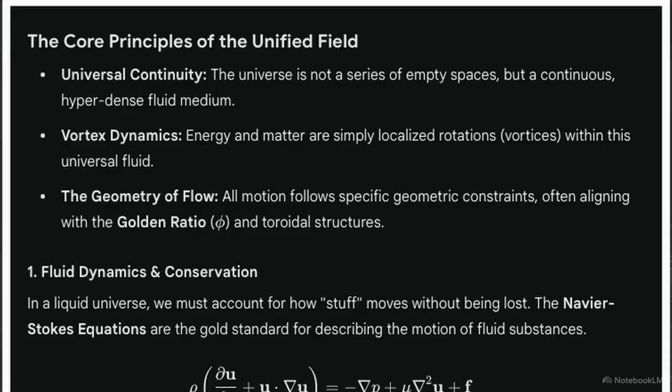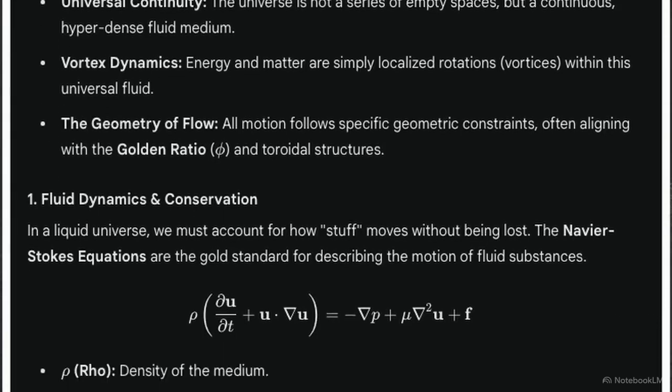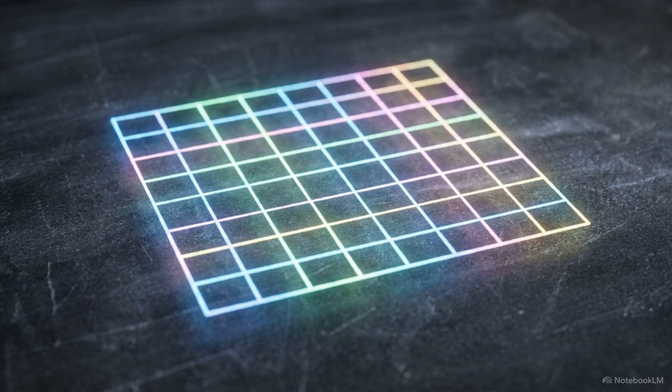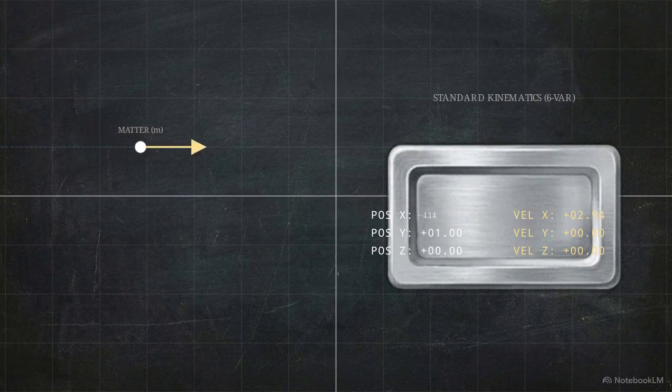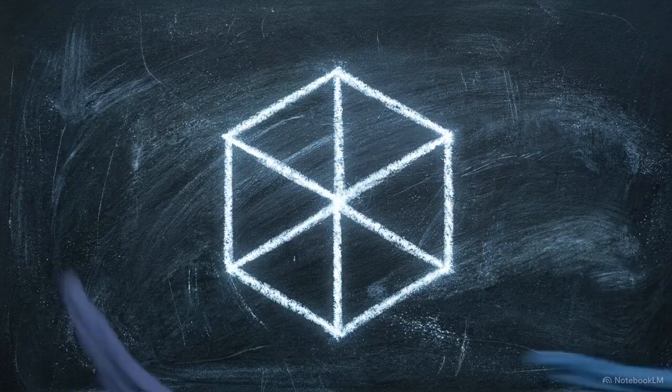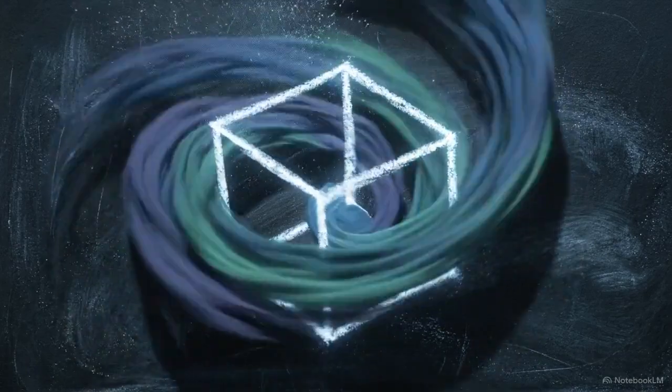When we look at this document on unified field principles, the math confirms this approach. By treating the universe as a pressurized ocean, we can start using equations meant for fluid dynamics to track how energy and matter actually move without getting lost. The problem with our standard physics is that it tries to map the universe using a rigid 6-point grid, mostly just tracking where an object is and how fast it's going. But you can't throw a static grid over a flowing ocean. That rigid math completely misses the internal tension, the drag, and the natural flow of the medium itself.